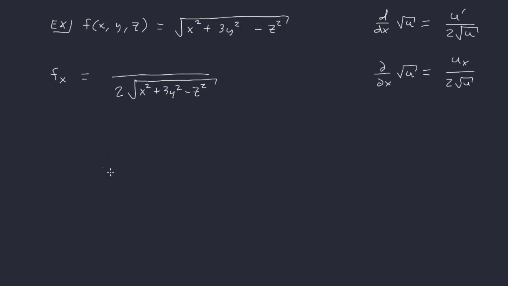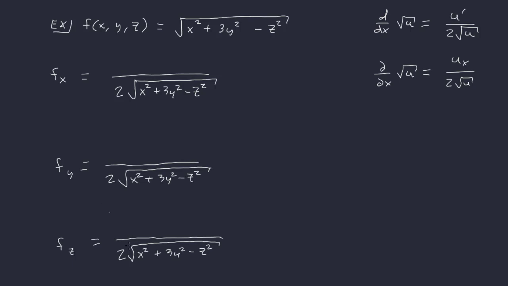And the same will be true for f sub y and f sub z. Okay, so this is going to be the overall pattern. Now I just need the x derivative of the stuff here. So the x derivative, that's going to be, well, the derivative of x squared, so 2x. Okay, then here I need the y derivative. So the y derivative is just going to be 6y. And then here I just need the z derivative. So the z derivative will be negative 2z.